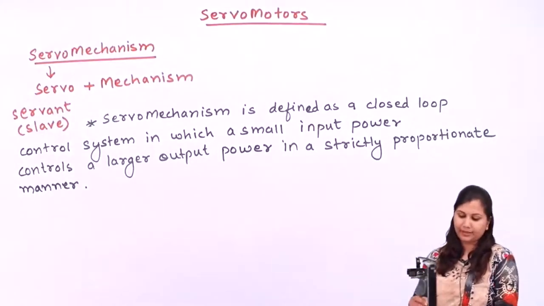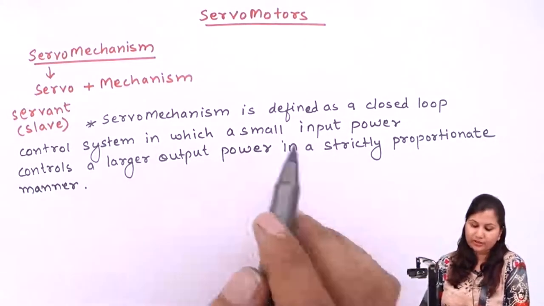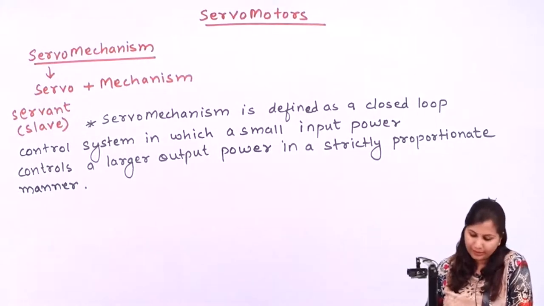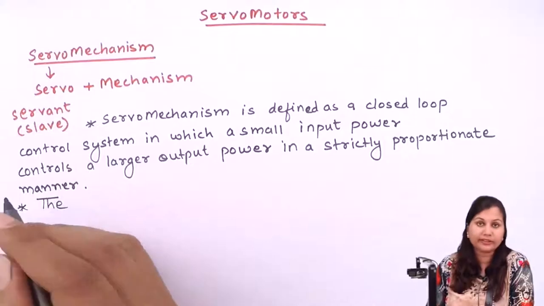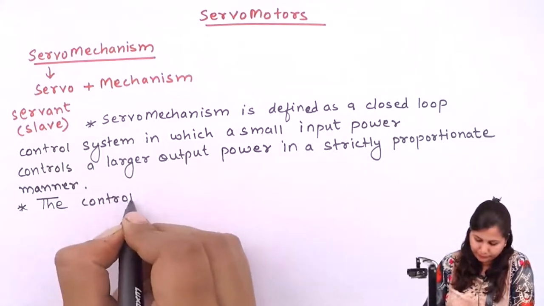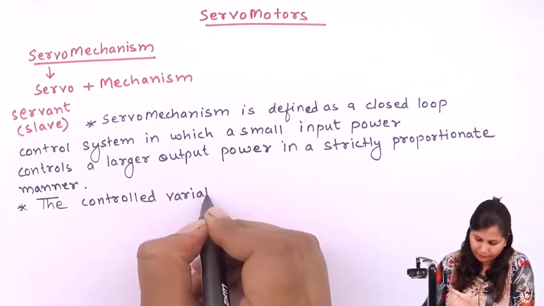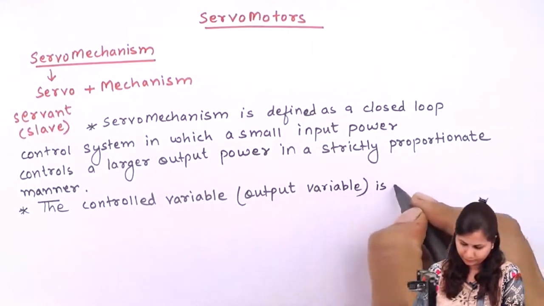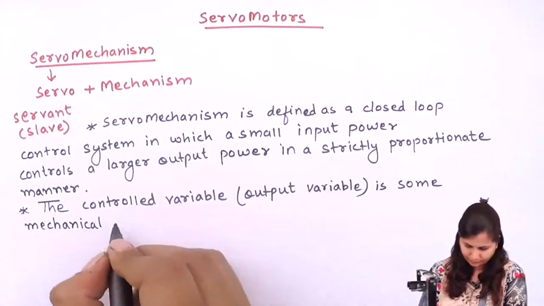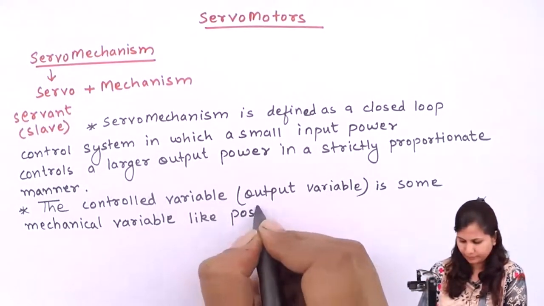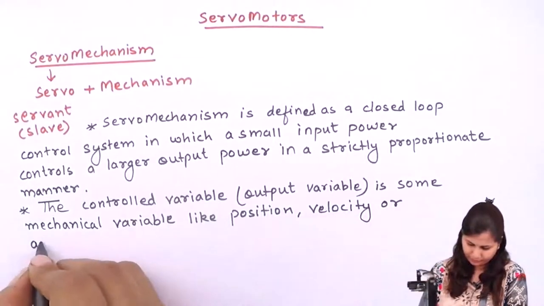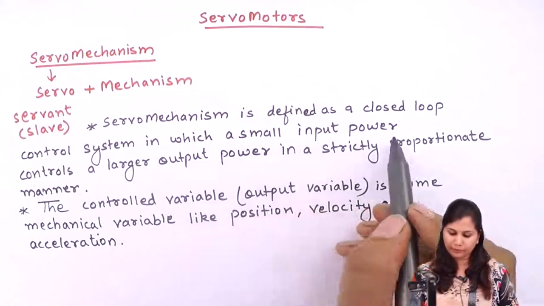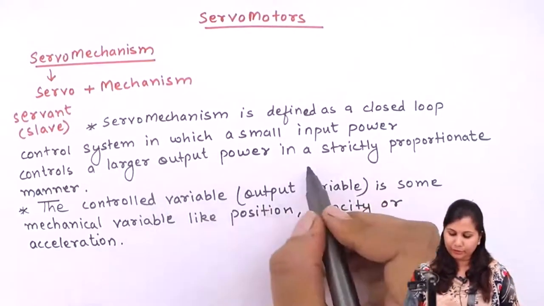So servo mechanism is defined as a closed loop control system in which a small input power controls a larger output power in a strictly proportionate manner. Okay, and in this servo mechanism, the controlled variable or the output variable... So in a servo mechanism we are converting a small input power, it controls a large output power, and it is controlling in a strictly proportionate manner.